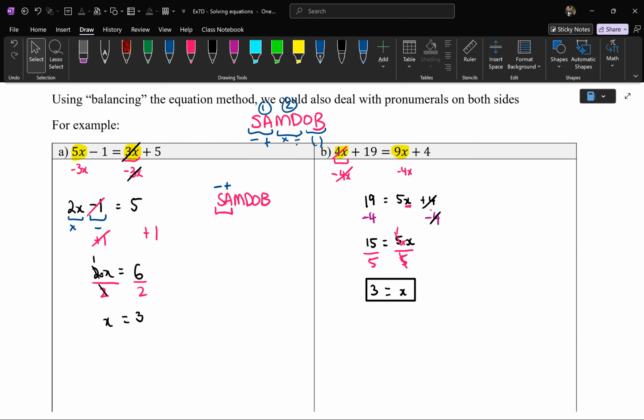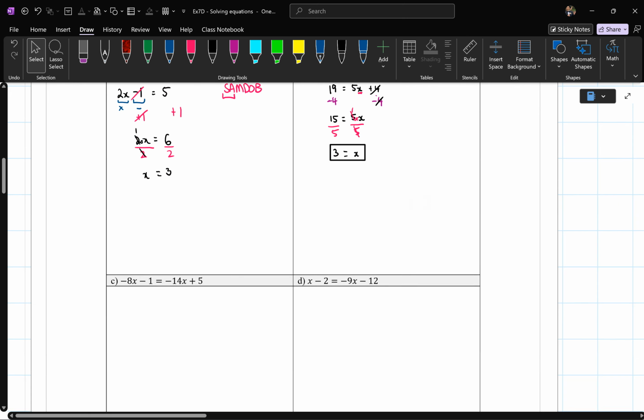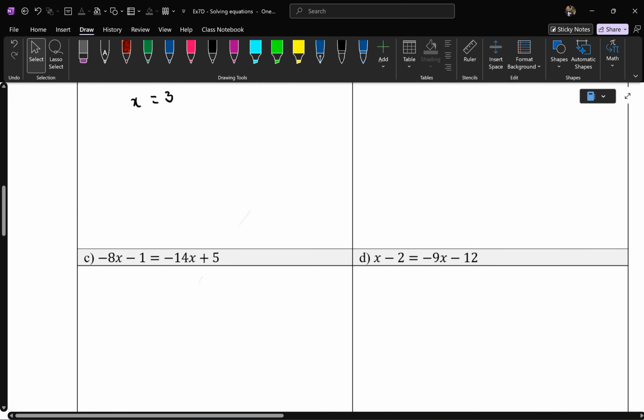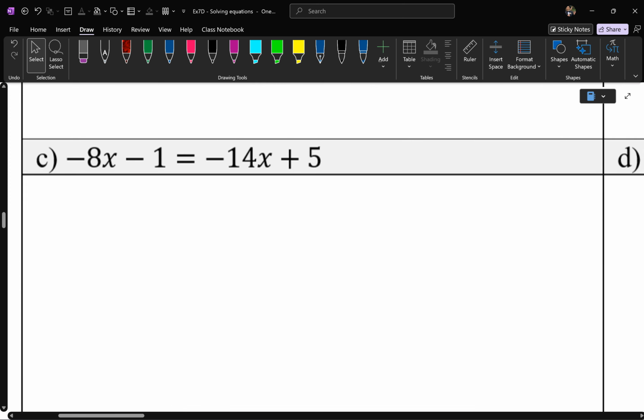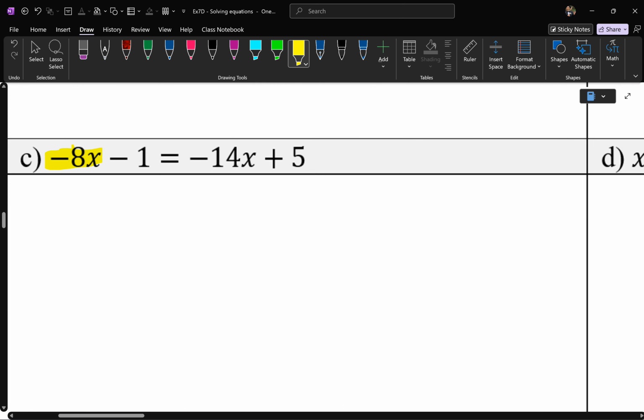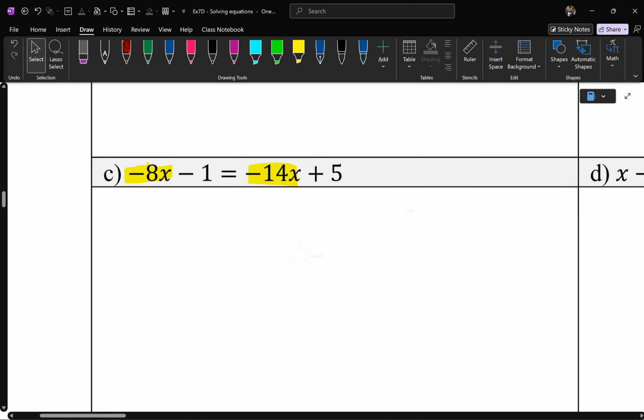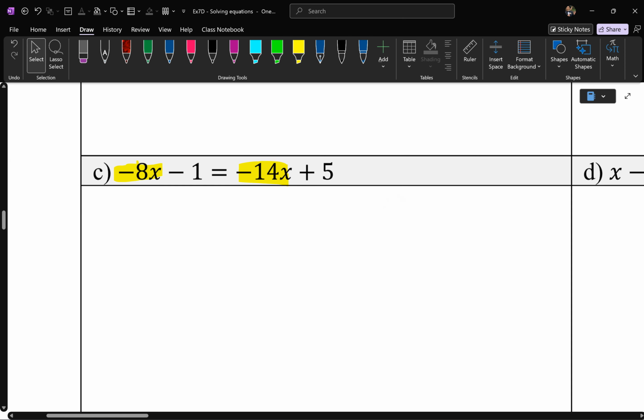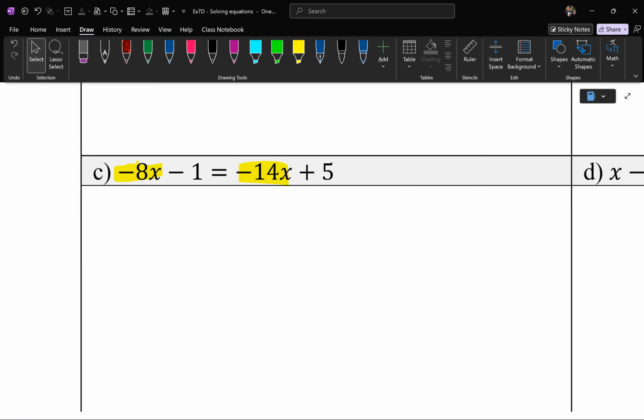Okay? Let's do one more example, or 2 more examples, because I'm now putting in negatives. Let's see if you can pick up. Same idea. You got 2 x's. The x's is a problem. So we're going to get rid of them. But which one do I get rid of now? Is it the negative 8x or is it the negative 14x? Which one's smaller?